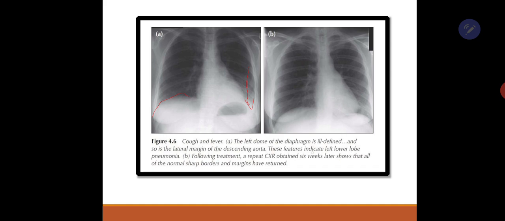Following treatment, a repeat chest X-ray was obtained after 6 weeks, which shows that all of the normal sharp borders and margins have returned. You can see this is the diaphragm, and it looks sharp, and the margins have returned. So the pathology has disappeared. That's how the Silhouette sign is important. I hope it is clear.